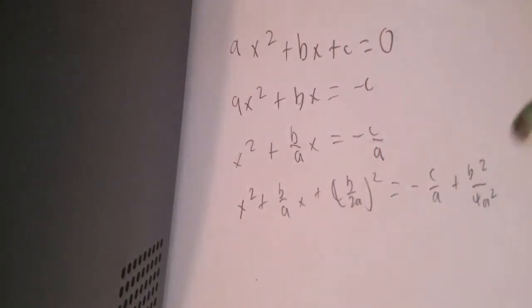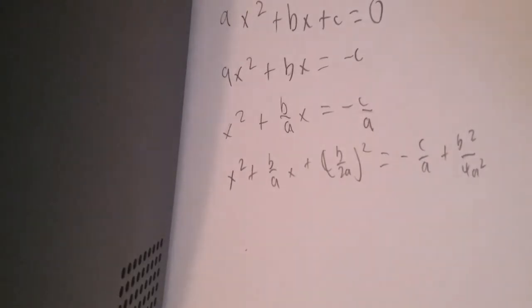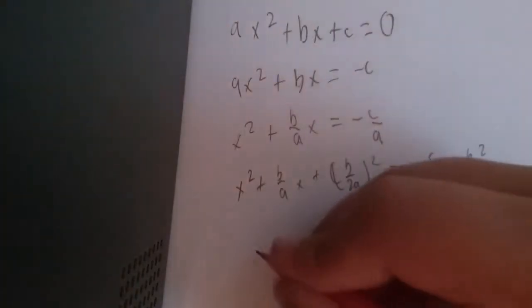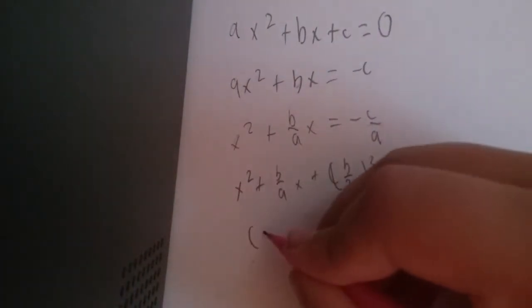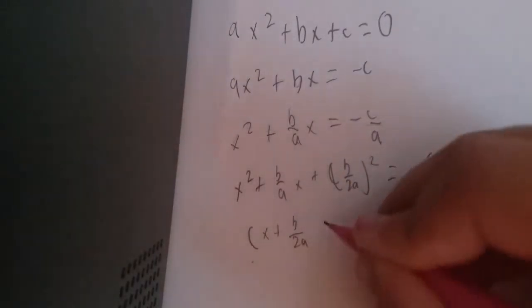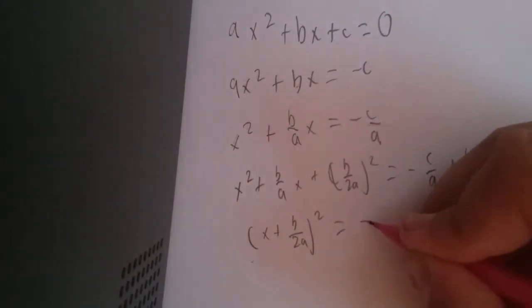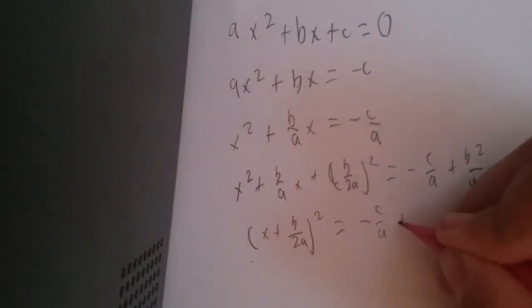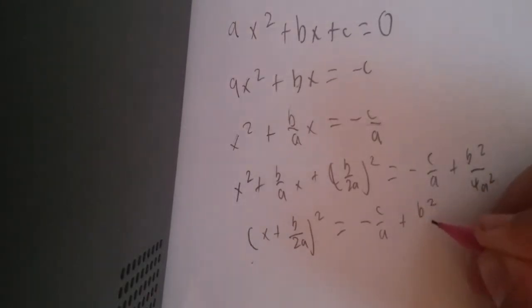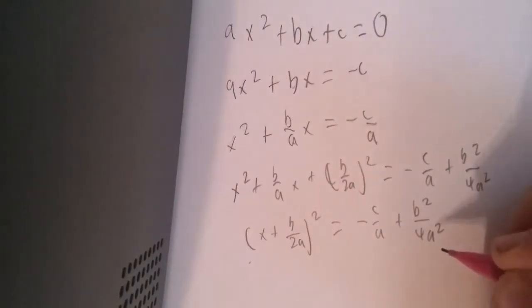So, and then you can use the distributive property to factor the left side of the equation, and you get x plus b over 2a squared equals negative c over a plus b squared over 4a squared.